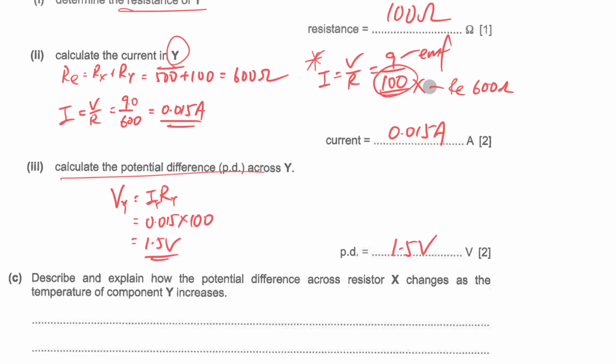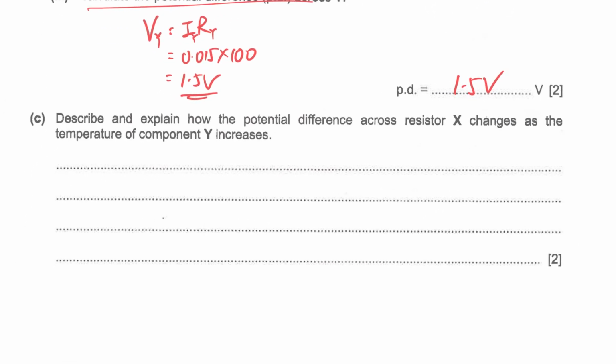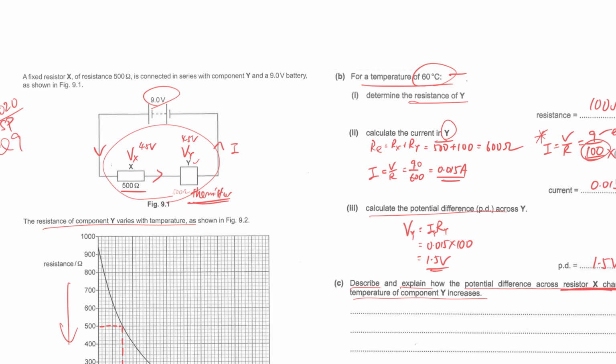Now the thing that I want to highlight for this question is the last part, which is the explanation. They ask you to describe what will happen and explain how the potential difference across X, take note of that, changes as the temperature of component Y increases. So what you want is to find the potential difference across your X, like you put a voltmeter across here. What will happen as the temperature increases?